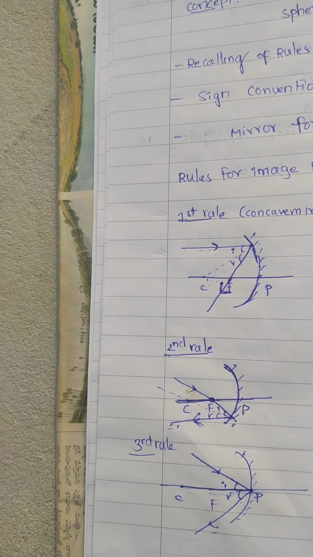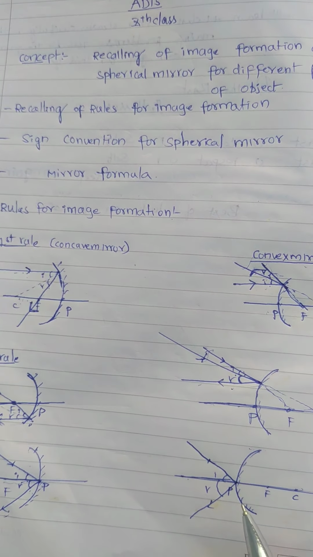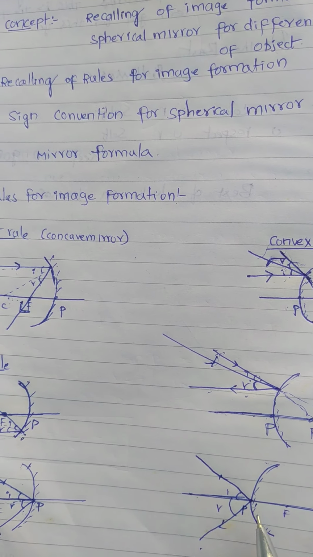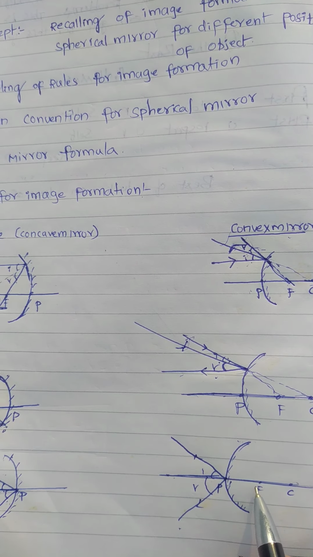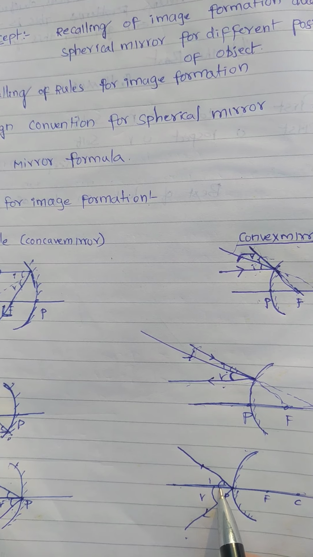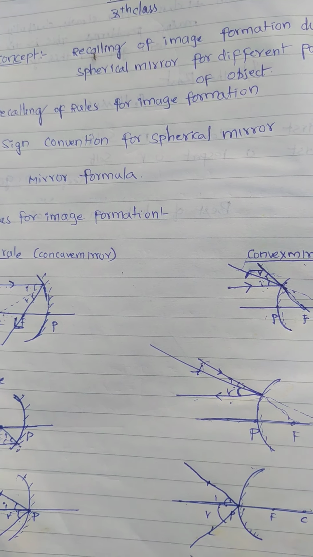See here also for the convex mirror, the incident light ray is incident obliquely on the pole. After reflection it is reflected obliquely from the pole. Here also the principal axis itself acts as the normal. So the angle made by the incident light ray and the normal is known as angle of incidence. The angle made by the reflected light ray and the normal is known as angle of reflection.